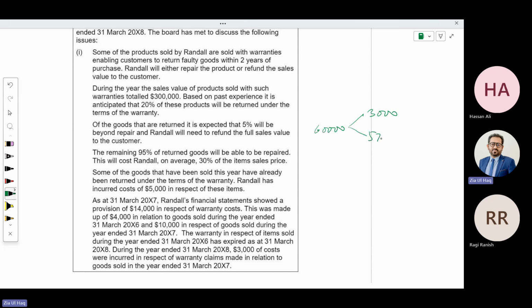What about the remaining 57,000? Out of this, only with the 30% you need to create a provision, because your expenditure will be what? Repair expense. How much? 30% of this 57,000. 17,100. 17,100.